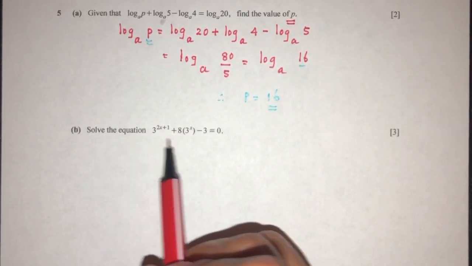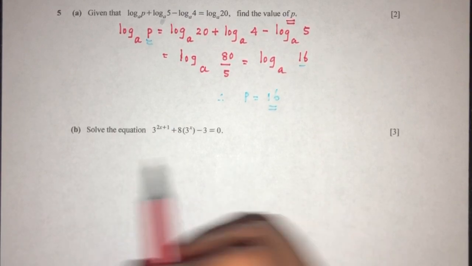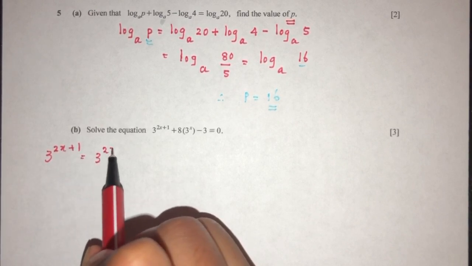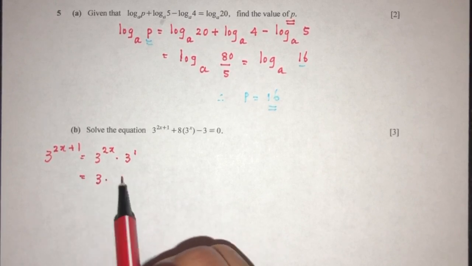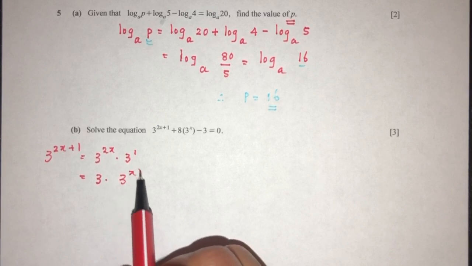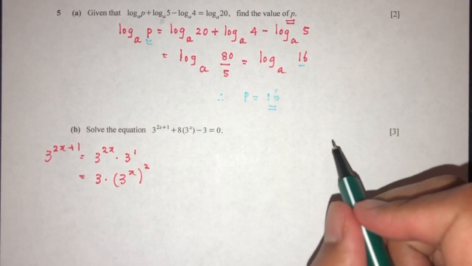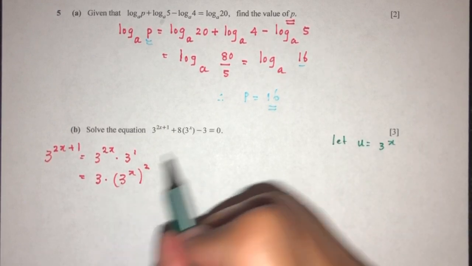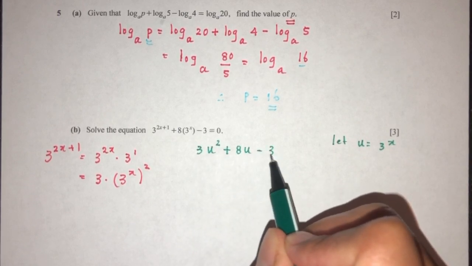Now we have to solve this equation, solving for the value of x. So step by step, how can you break this down? So we understand that 3 power 2x plus 1 is the same thing as 3 power 2x times 3 power 1. Okay, and also this is the same thing as 3 times 3 power x, all squared. Right. Now one thing we can do here to help us out, let's use substitution. So we can say let u equal to 3 power x. Here you will have 3u squared plus 8u minus 3 is 0.